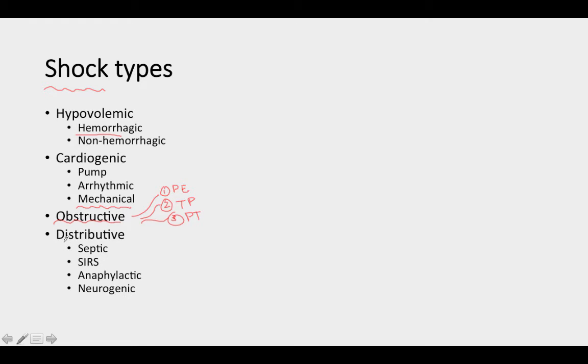And then you have your distributive shocks, and it might just be worth talking a little bit about these because septic shock is actually the most common type of shock you'll probably see in the hospital. So because of a pathogen, you have a systemic inflammatory response syndrome that, as I said, causes total peripheral vasodilation, and that leads to impaired tissue perfusion. But you can also have a systemic inflammatory response syndrome without having sepsis, right?